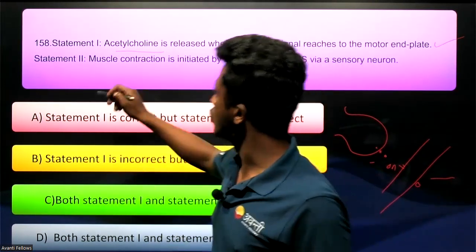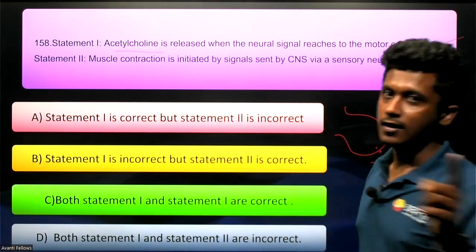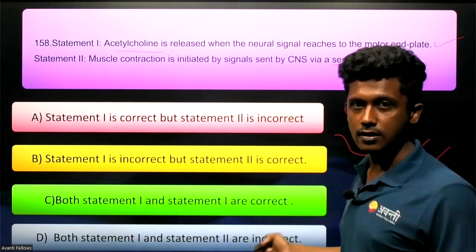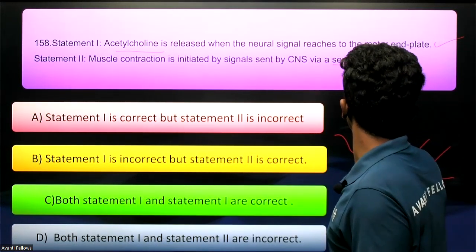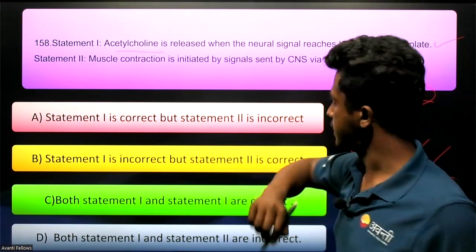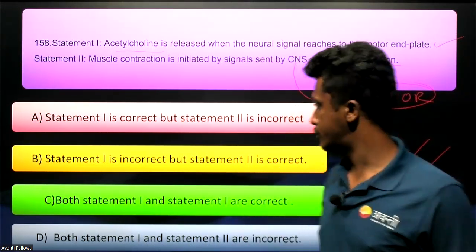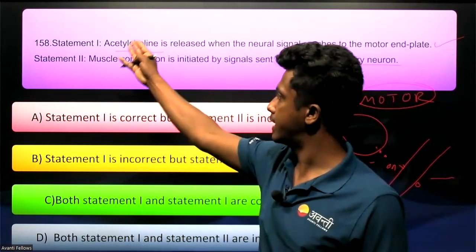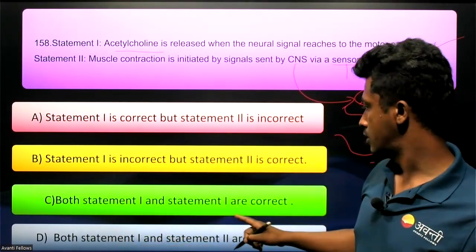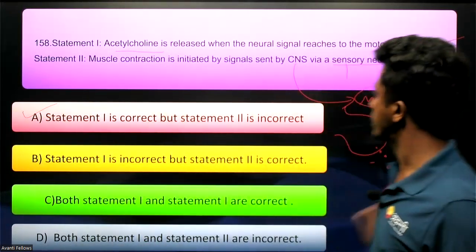Whereas statement 2 says muscle contraction is initiated by signals sent by the CNS via sensory neuron. The statement looks almost correct, but if you look at the last part, it is not sensory neuron, it is motor neuron. Motor neurons are the ones that carry the signal from the central nervous system to our NMJs, or neuromuscular junctions. So statement 1 is correct and statement 2 is incorrect. That is option A. Okay, so let's go for the next question.